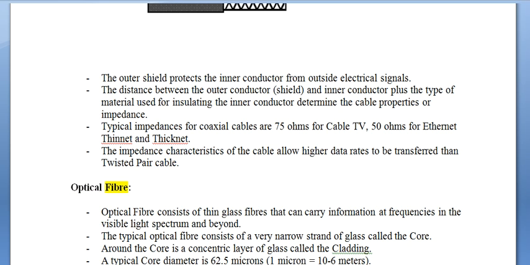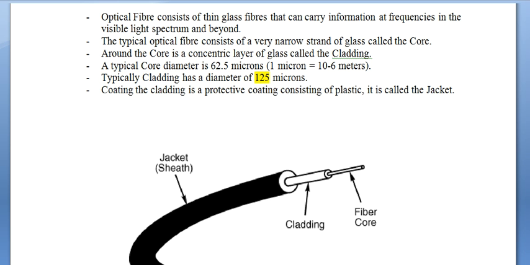Optical fiber. Optical fiber consists of thin glass fibers that can carry information at frequencies in the visible light spectrum and beyond. The typical optical fiber consists of a very narrow strand of glass called the core. Around the core is a concentric layer of glass called the cladding. A typical core diameter is 62.5 microns, where 1 micron equals 10 to the power of minus 6 meters. Typically cladding has a diameter of 125 microns.